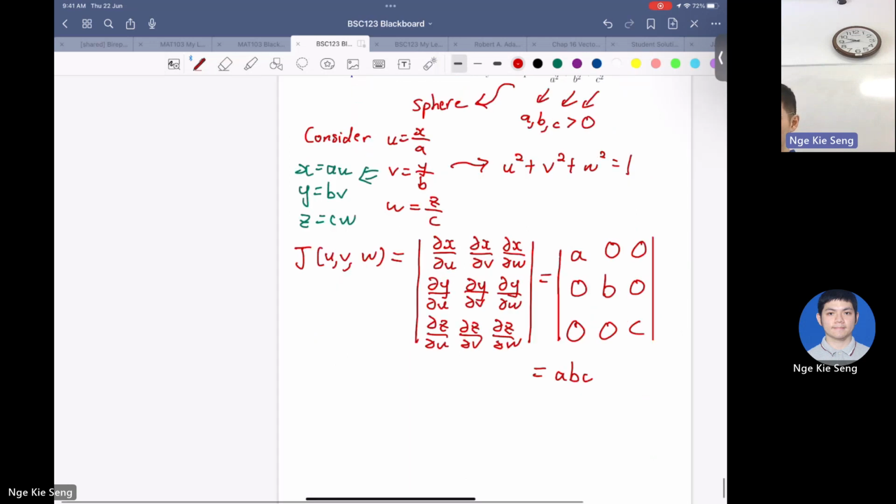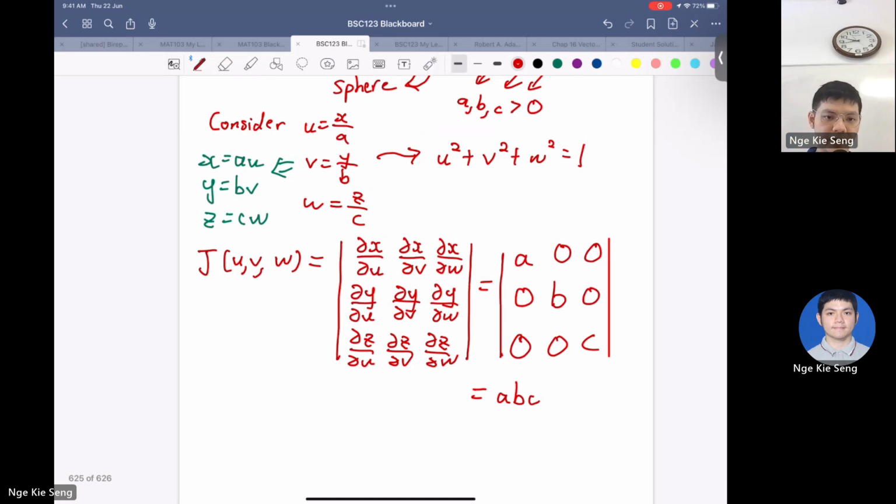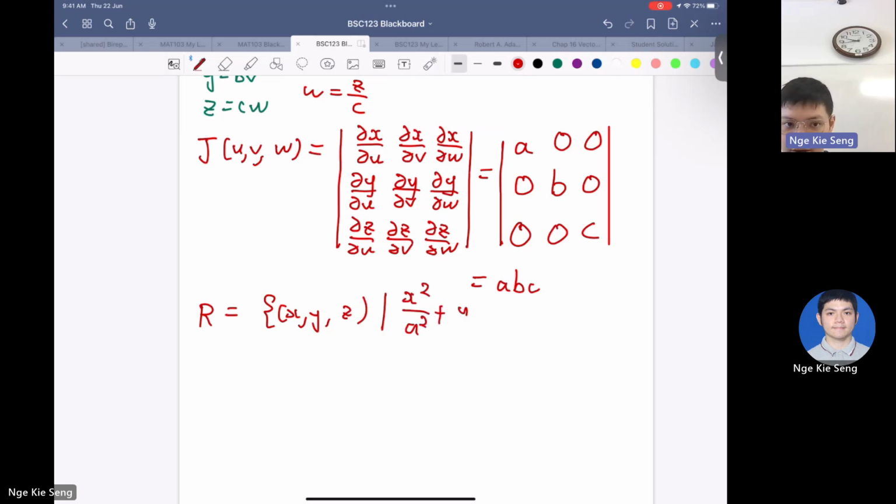Since abc is always positive, as we assumed just now, this is always positive. Okay, so what is going on here? We have originally x, y, z, which satisfy x squared over a squared plus y squared over b squared plus z squared over c squared equals 1. We change this to u, v, w, and this becomes a unit sphere.